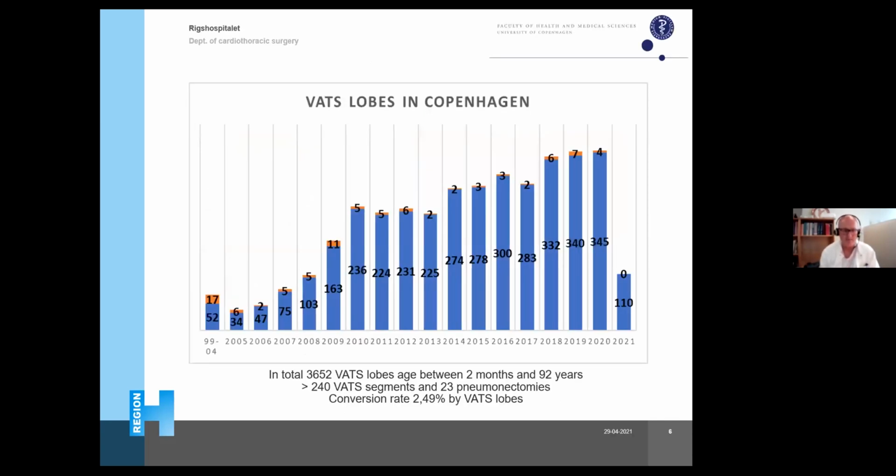We have in Copenhagen quite a huge experience in VATS lobectomies, and I just looked at the latest data. We have done 10 more since I made this slide. So we are doing around 350 VATS lobectomies a year with a conversion rate of 1% nowadays, in infants to elderly people. And looking at the data from last year, which is not published yet, we are now dealing with lung cancer by VATS in around 95%. So really everything but vascular sleeves is done by VATS.